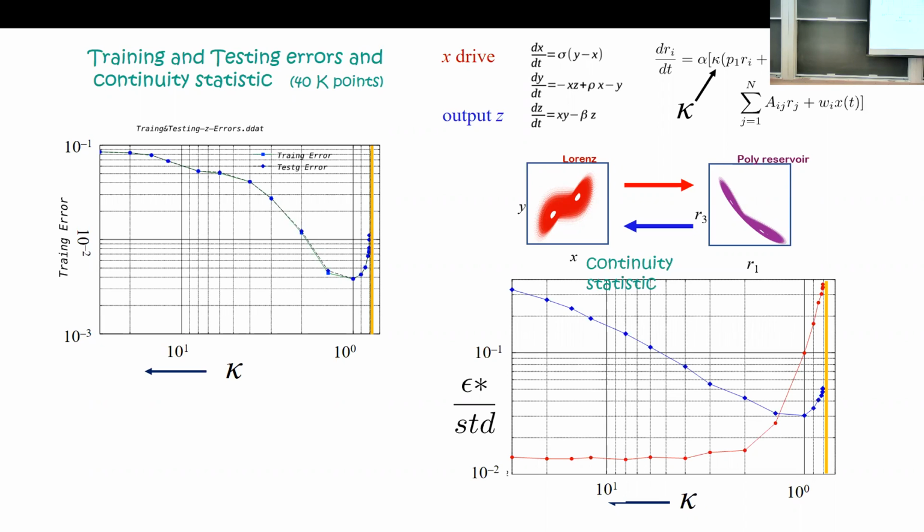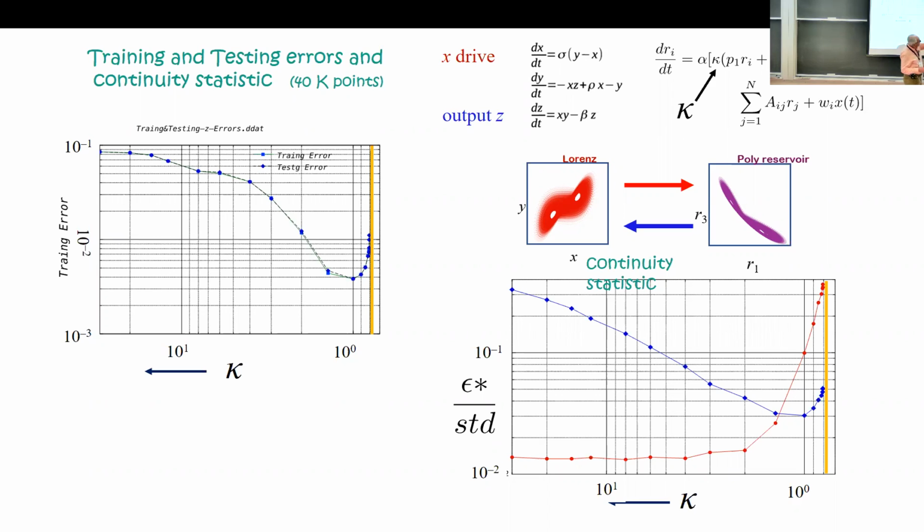This is actually the size of the epsilon versus the standard deviation, so that the continuity statistic gets very good. It's best here at kappa equals 1. Well, that's where the training error was good. And then it gets worse. In fact, if you get even closer, it gets terrible.